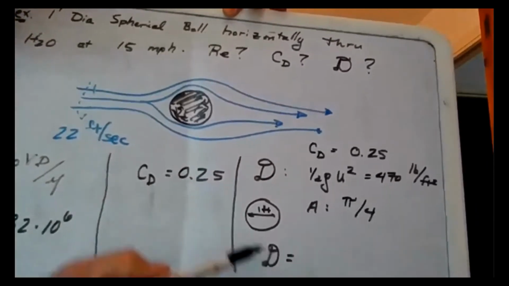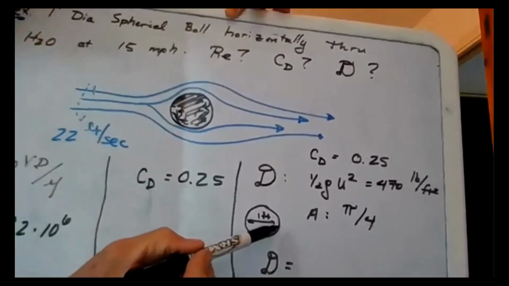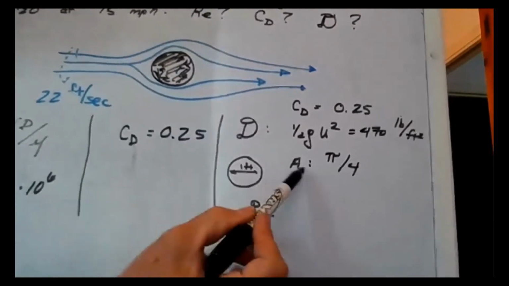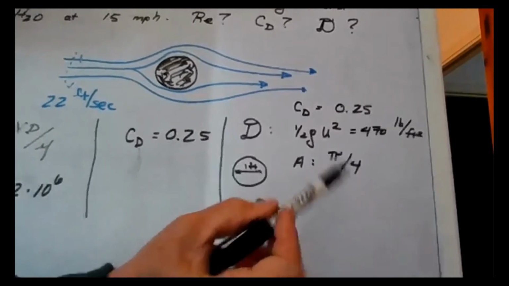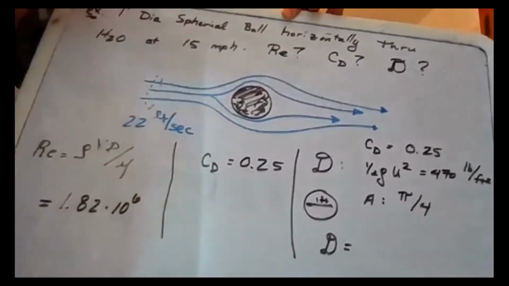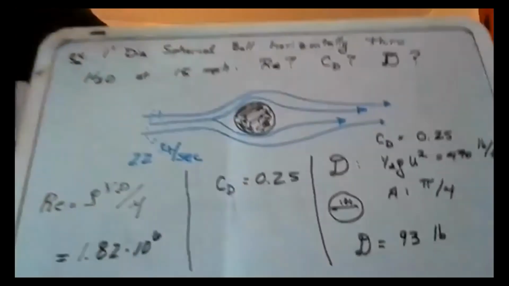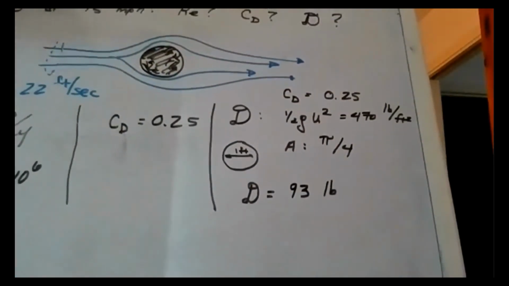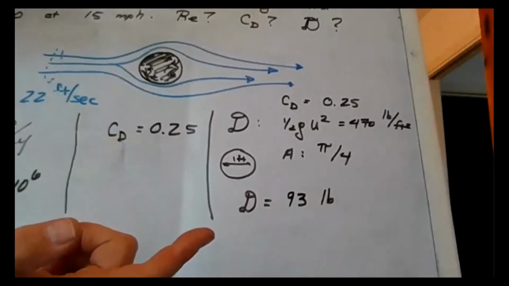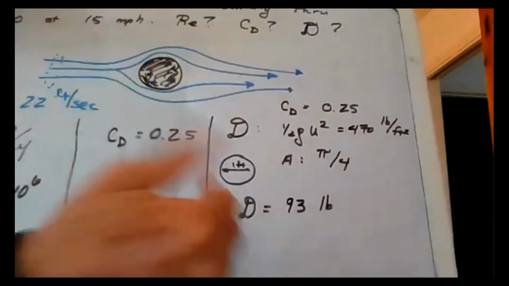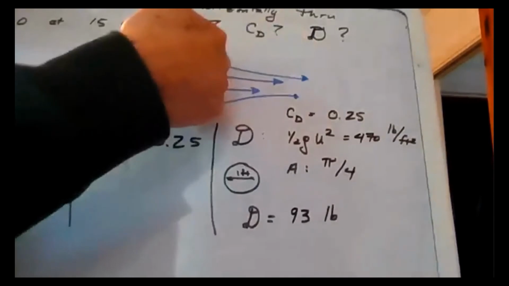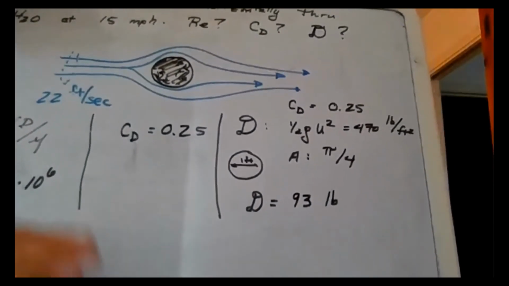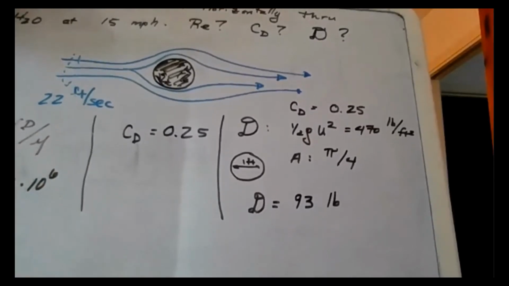In this case, it's really, really simple. If I were looking at this from the front, I would see essentially a circle of diameter 1 foot. So pi d squared over 4 is going to be pi over 4. Let's crank through that and combine it and see what we get for the drag. Putting the numbers together, I've got 93 pounds of drag. If this object were moving through some sort of stream like this, it would decelerate very, very quickly because that would be the only horizontal force on it and slow it down.